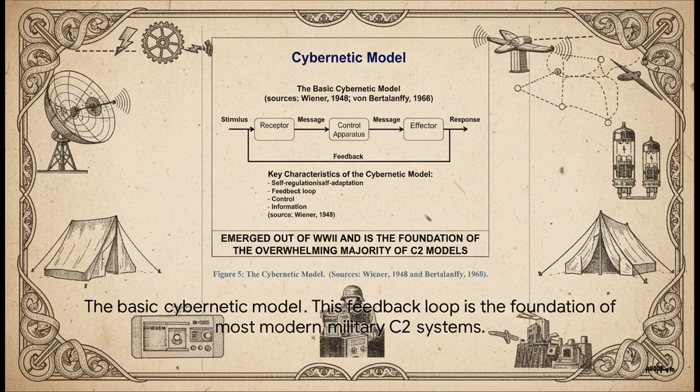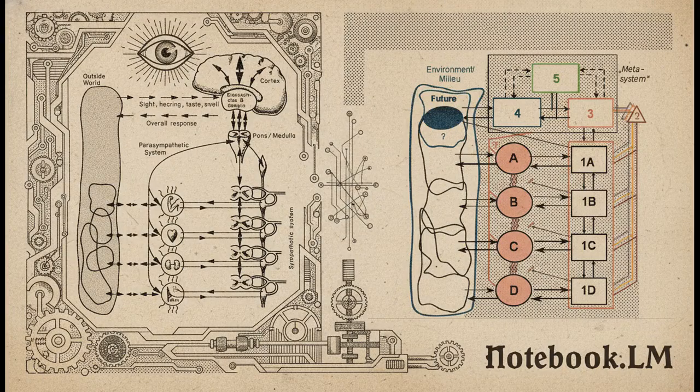This basic model, born right out of World War II research, is the foundation for pretty much all modern military command and control systems, what they call C2. And this wasn't just an abstract idea. A British cybernetician named Stafford Beer, he took this and ran with it. He created something called the viable system model.